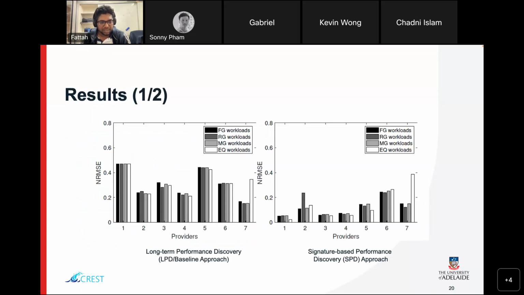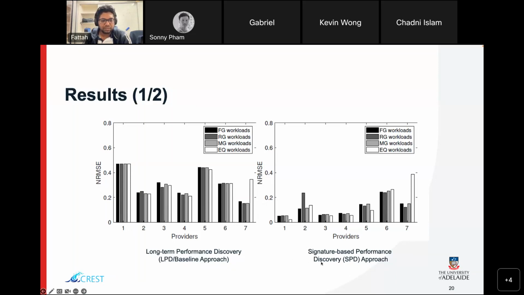On the left-hand side, we have one of the baseline approaches, which we are calling long-term performance discovery. That means LPD. In the baseline approach, we use the different trial strategies. We project it into the free trial period, and then whatever the performance we get, we try to extrapolate linearly over a different period of time to estimate the performance. But it doesn't actually consider the performance variability over time. As a result, as you can see, we have a normalized root mean squared error distance from the actual performance and the discovered performance, which is pretty high.